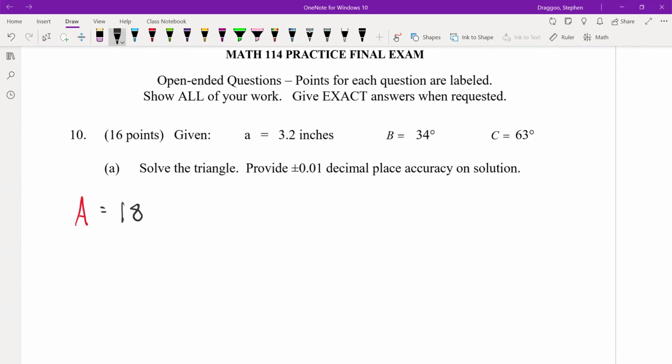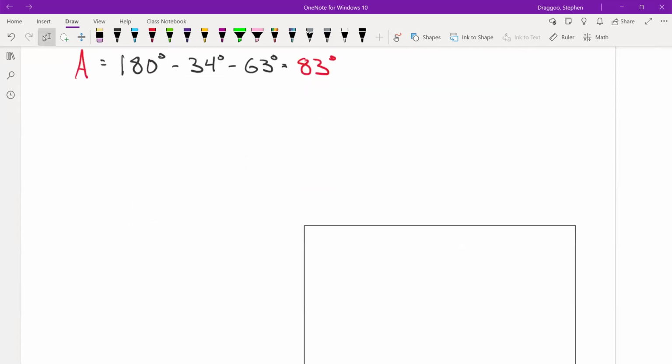So angle A, my missing one, must be 180 degrees minus the other two, minus 34 degrees, minus 63 degrees, and let's see, that's 180 minus 97. So 83. What I get? 83 degrees. 83 plus 97 gets us back to 180. So that'll work. And I'll just drop that in the box right now. A equals 83 degrees. That was one of the things I need to find.